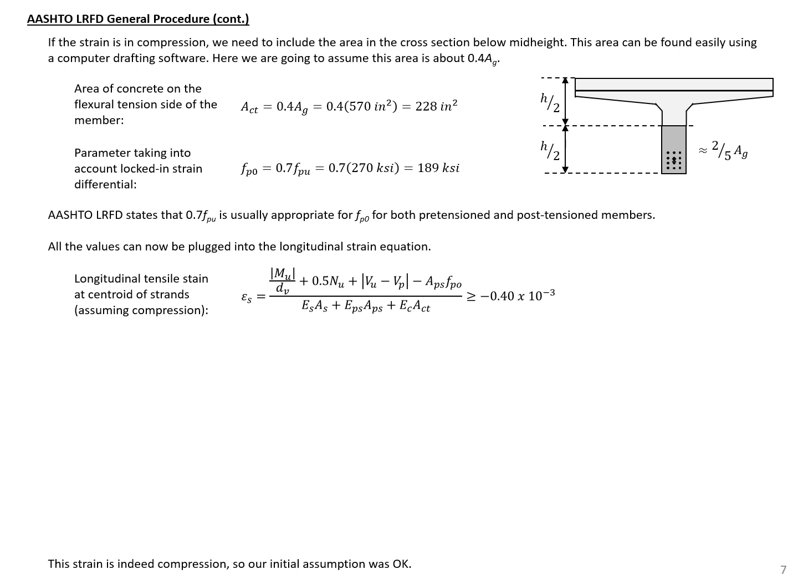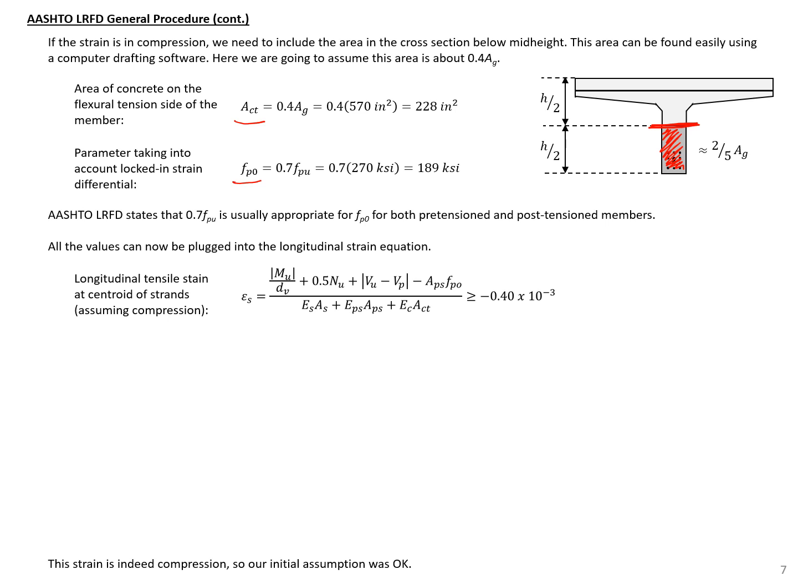Two other parameters that we'll need are our ACT, which is the area of the concrete on the flexural tension side of the member, and this F sub P naught, which accounts for the locked-in strain differential between our pre-stressing and our concrete. For our ACT, we need to look at the total area below a line drawn in our cross-section at H over 2. So here in our single T section, we're drawing a line and looking at what the area is below that line. So I'm going to assume that's about 2/5 of our gross area.